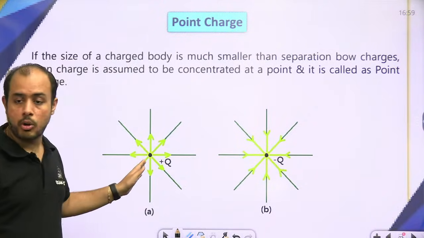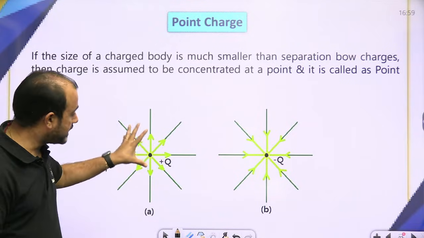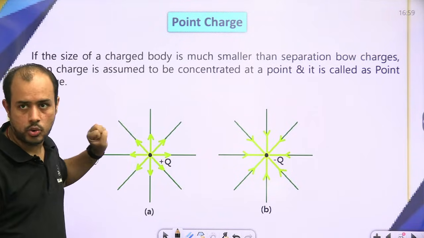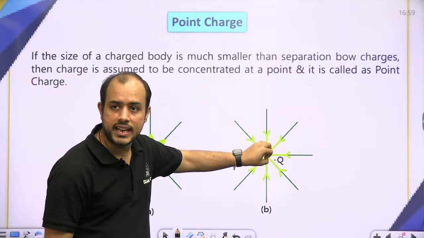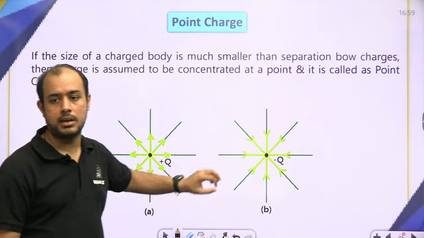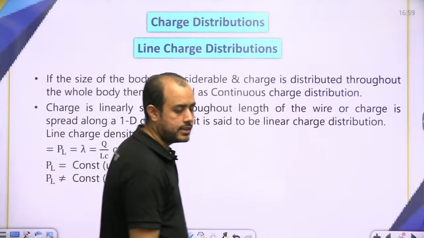यू कैन सी इफ द पॉइंट चार्ज इज पॉजिटिव, द इलेक्ट्रिक फील्ड लाइंस आर डाइवर्जिंग, दे आर गोइंग आउट. इफ इट इज नेगेटिव, द इलेक्ट्रिक फील्ड लाइंस आर कन्वर्जिंग, दे आर कमिंग इन. तो ये अंदर आ रही है.